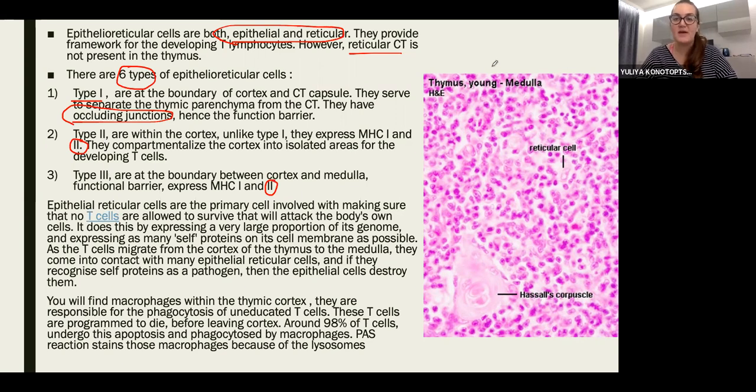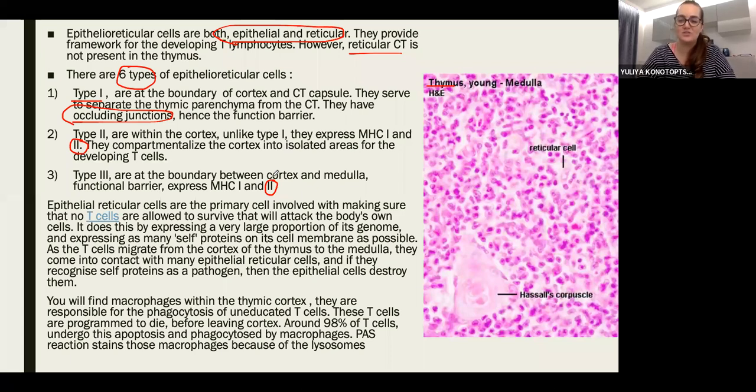No, because this is thymus. There aren't any T helpers yet, right? So there aren't any cells there yet. There's just baby T lymphocytes. So who are you presenting this to and for what reason? The reason that type 2 and 3 have MHC2 on their surface is for education.